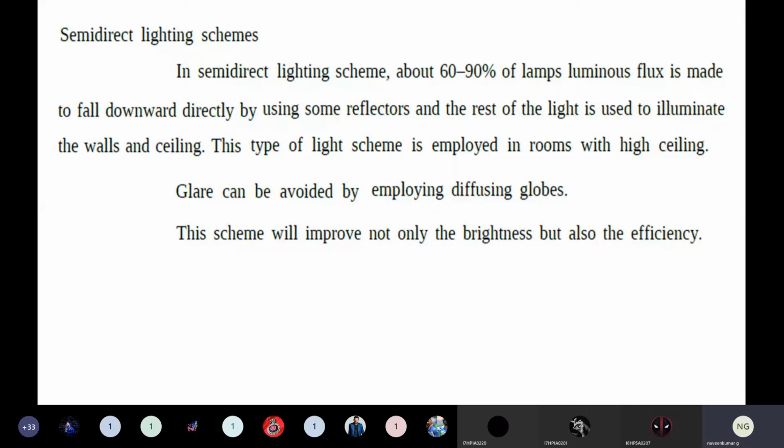So this particular scheme will improve not only the brightness but also the efficiency.